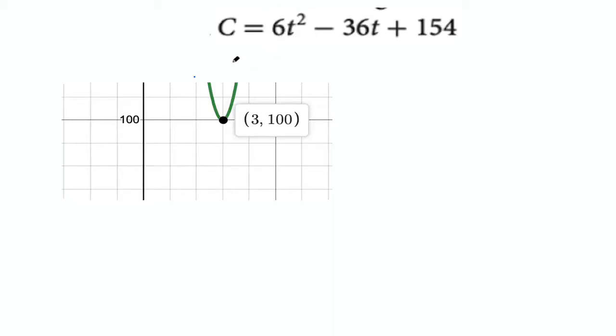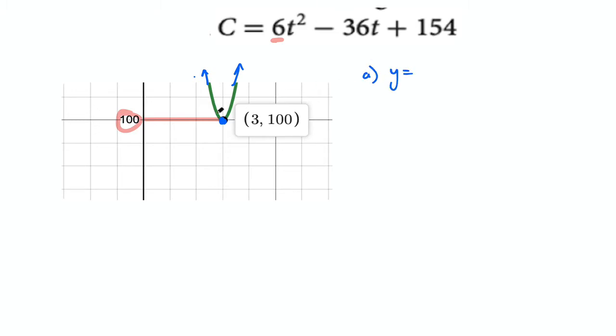We have a positive, right? So it's an upwards facing parabola, because this number is positive here. So the minimum is going to happen at the vertex, right? If you graph it, it's going to look something like this, where it just continues shooting upwards like so. So the minimum value, or the minimum cost here, is going to be 100.